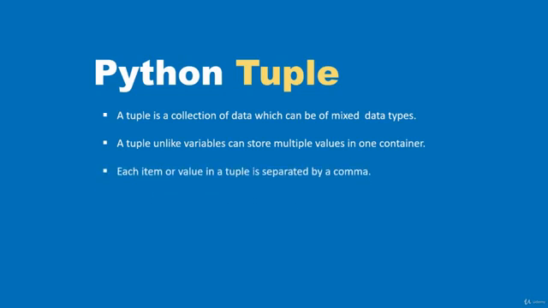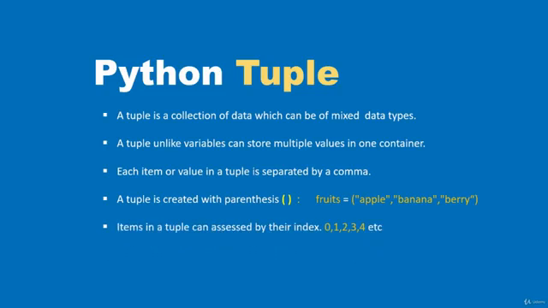You can also create a tuple using parentheses. For example, you can create a tuple called fruits and then use the equals sign to assign values to the tuple, which are placed inside parentheses. To access the individual items in a tuple, you do that by their index. So the very first item will have an index of 0, the second item will have an index of 1, and so on.